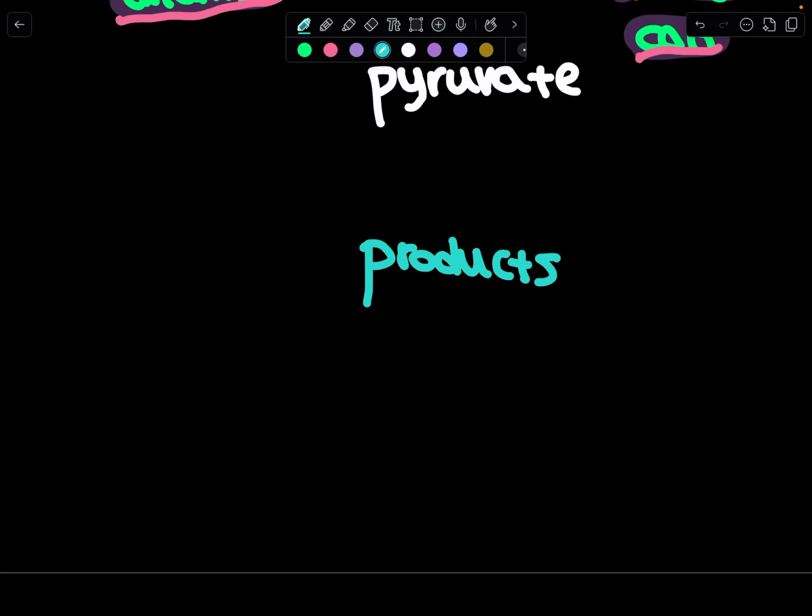Okay, let's talk about the products now. So we have 3 NADH, 1 FADH2, 1 GTP. Why is it called GTP and not ATP? 2 carbon dioxides. And let's talk a bit about the components of the TCA cycle, the intermediates. So what does it mean to be replenished by anaplerotic reactions?